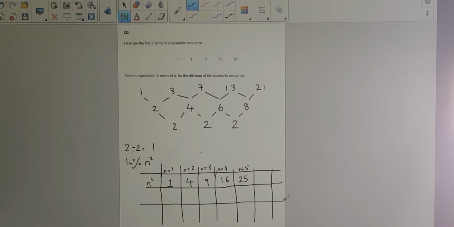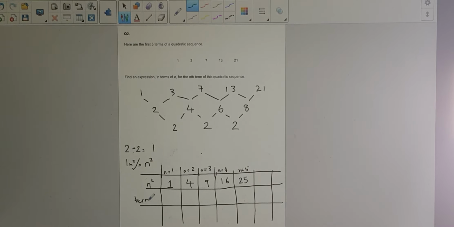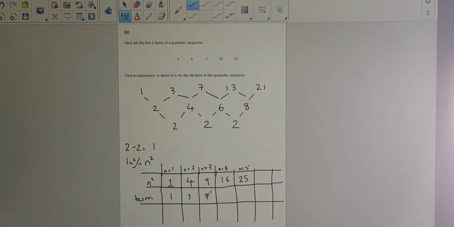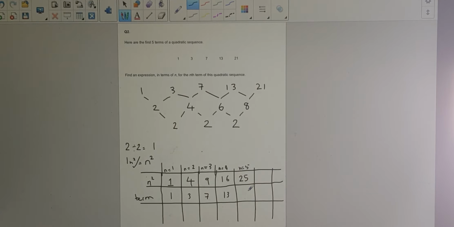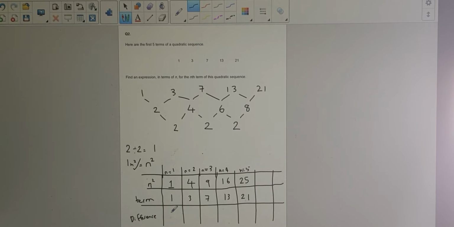Now, I'm going to put in my term. My term is just the sequence, basically. So these are my terms: 1, 3, 7, 13, 21, etc. Then I'm going to look at the difference between n squared and my term. Well, 1 take away 1 gives me 0. 4 take away 1 gives me 3.